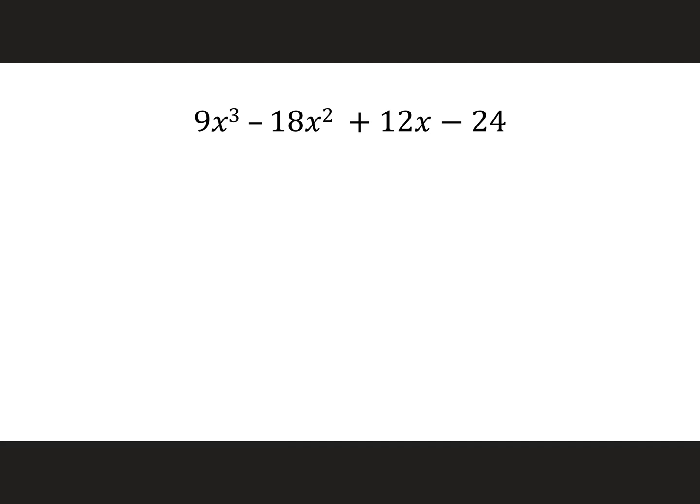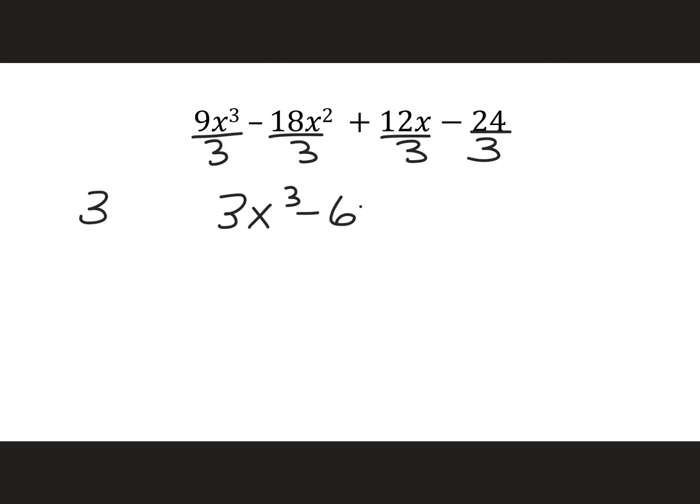Okay, look at this one. And are we ready to split it in half? Nope. If you notice, every one of these can be divided by a greatest common factor of 3. So I'm going to do that and pull that 3 out here and remember it. Come back to it later. So I'm going to have a 3x cubed minus 6x squared plus a 4x minus an 8. And then I'm going to split this into 2 groups.